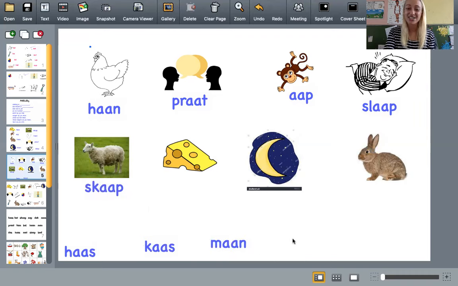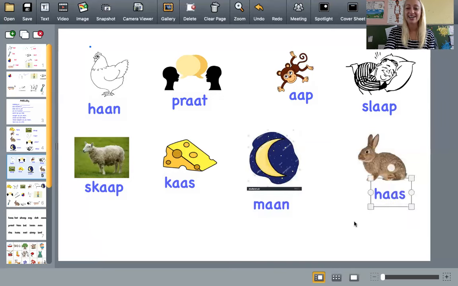Cheese in Afrikaans, which one is it? Kaas. Good. Last 2, a moon. A moon is die maan. And then the last one is the rabbit, and it is a haas. Okay, good. Let's read them again. Try to read them nice and slowly with that pronunciation of the R sound in the middle. Haan, praat, aap, slaap, skaap, kaas, maan, haas. Okay, good.